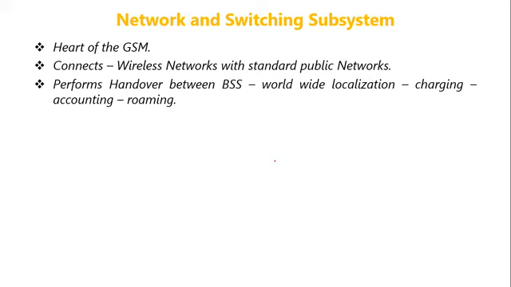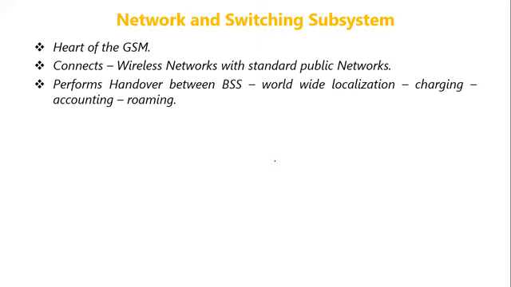It includes functions for worldwide localization. Worldwide localization means identifying the mobiles in different parts of the world. Okay, a user may be a traveler, a person who is Indian, having an Indian mobile, who may go to the US, and then when you make a call to him, the mobile network should first identify where he is located. So identifying the mobile station's locality is called localization. That localization is done by the network and switching subsystem.